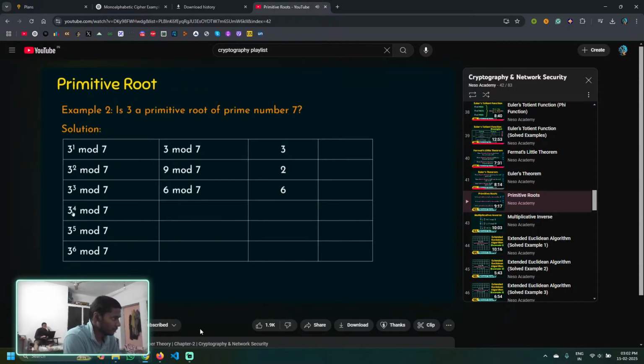Let's take 3 power 4. 3 power 4 can be written as 3 power 3 into 3 power 1, right? So 3 power 3 is 6, 3 power 1 is 3. So 6 into 3 is 18. So 18 mod 7, we get the remainder as 4. 3 power 5 can be 3 power 4 into 3 power 1. 3 power 4 is 4, 3 power 1 is 3. So 4 into 3 is 12. 12 mod 7 is 5.